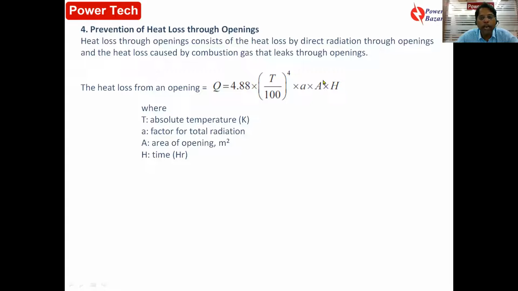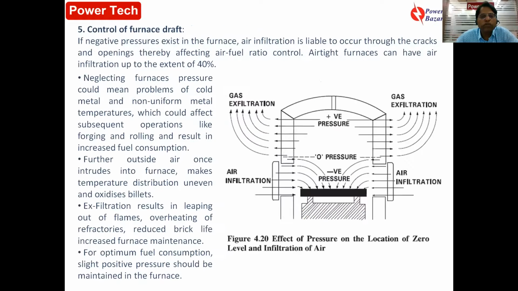So if the area of the opening is higher, then heat loss will be more. If the temperature is high, then the heat loss will be more. If the number of times you are opening the furnace is more, then the heat loss will be more. So we have to see that the openings are minimum, and we have to close any opening as quickly as possible to prevent heat loss.